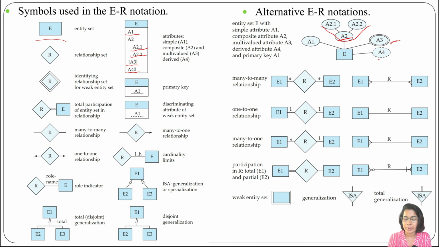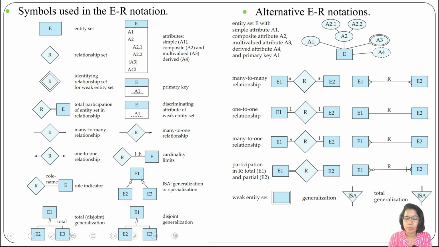So the line can be dashed. A4 is a derived attribute. Mark the difference. Here A4 is the derived attribute represented like this. Here we are writing inside a dashed oval. For multi-valued, inside bracket, and here double oval. And for primary key we can mark it with an underline. In this alternative notation also we can underline that attribute and present it as primary key.